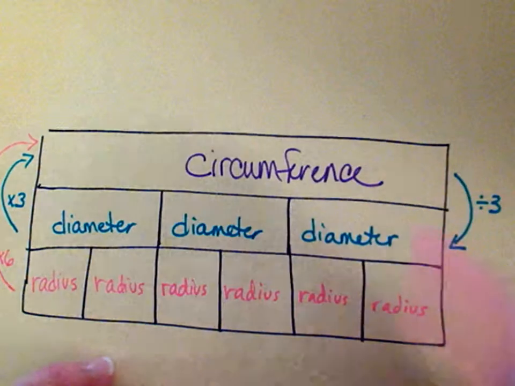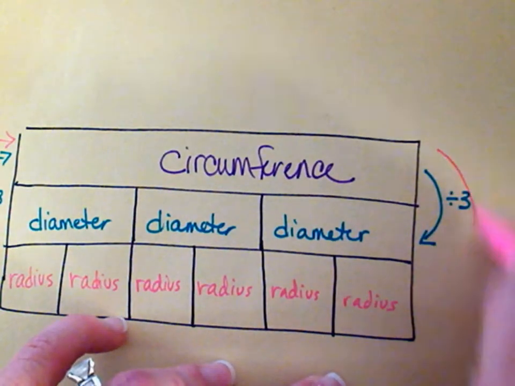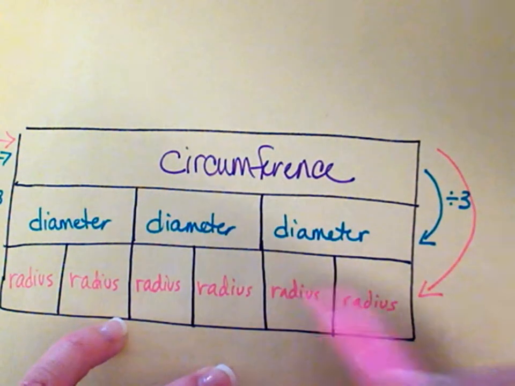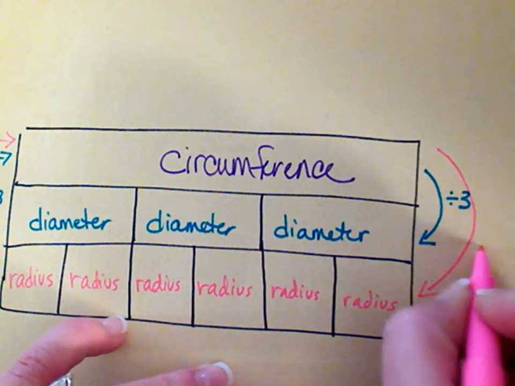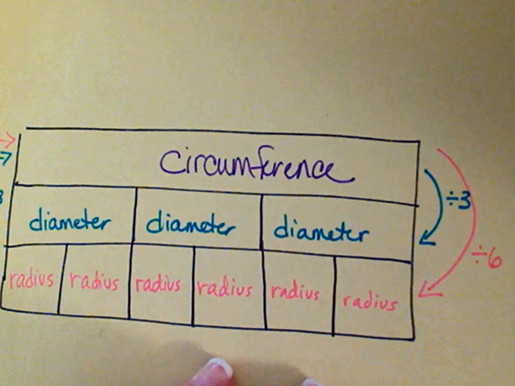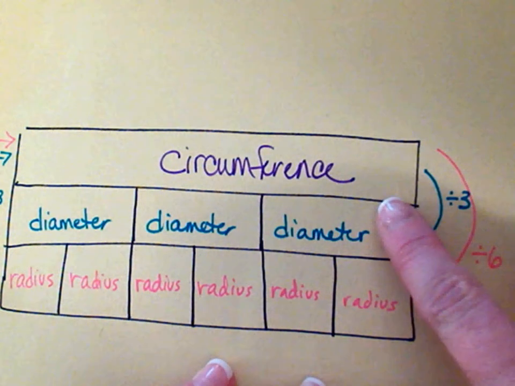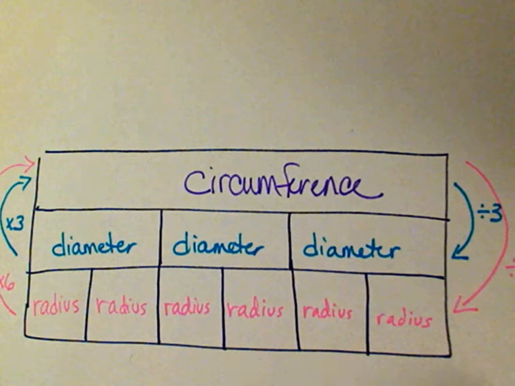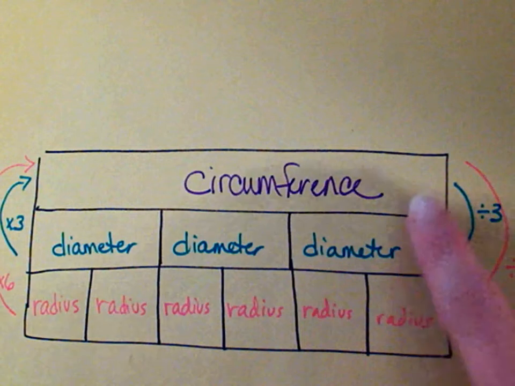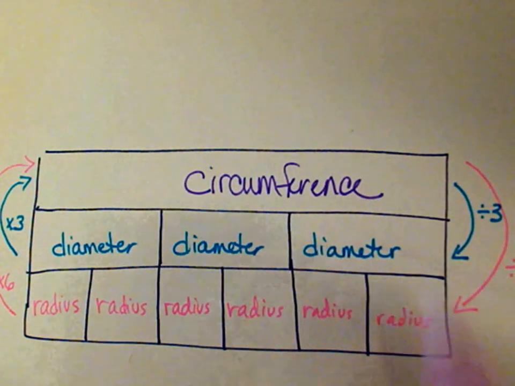Well, again, I split my thinking. I'm going from a big number to small. I know that my circumference has to divide out evenly into all 6 radius, so I know this is a divide by 6 to get from circumference to radius. Or I could say that the radius is 1/6 of the circumference. So finding that relationship will allow us to be able to move from circumference to diameter, circumference to radius, quite easily.